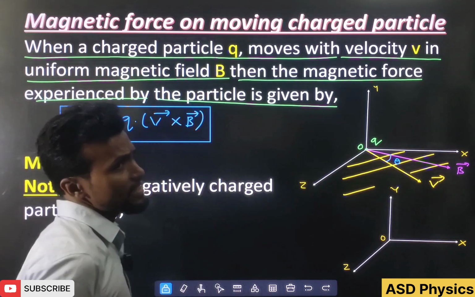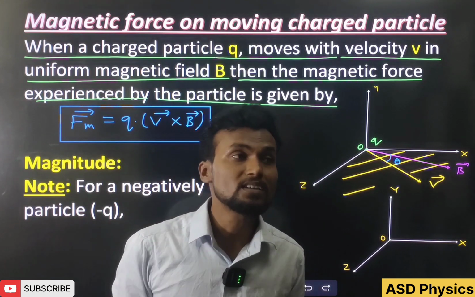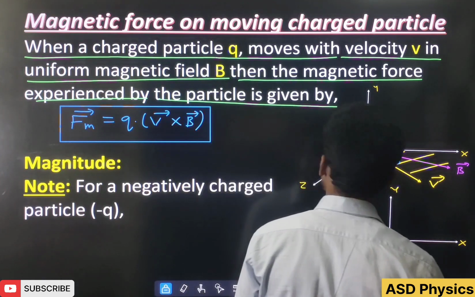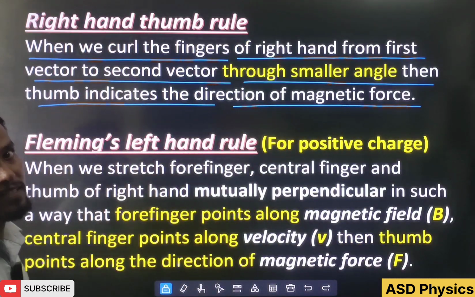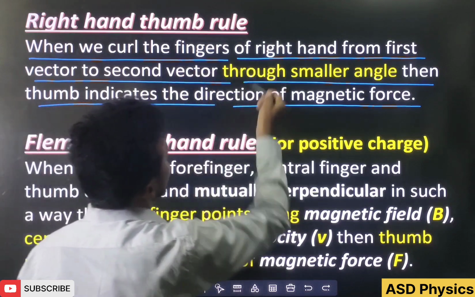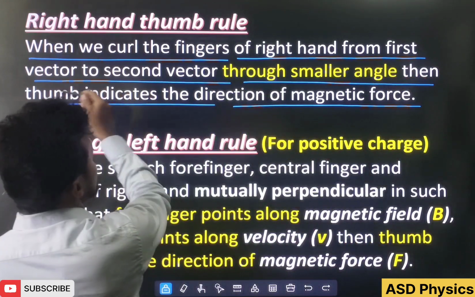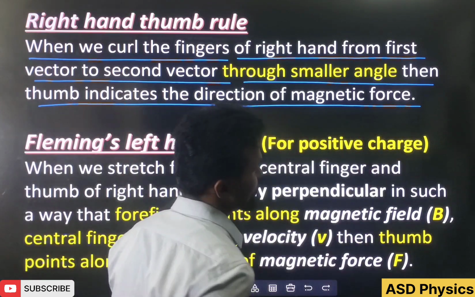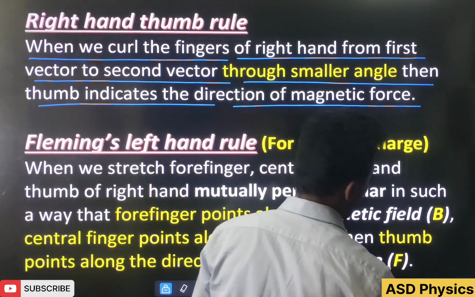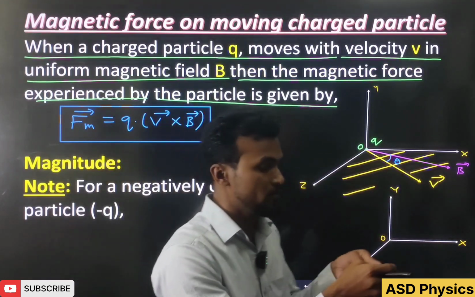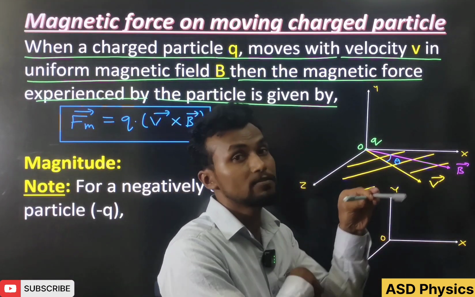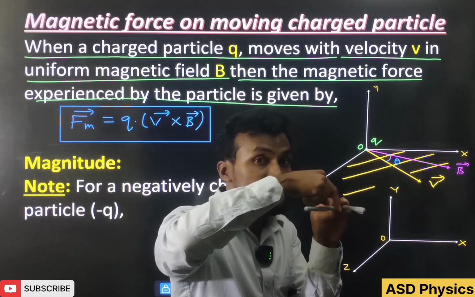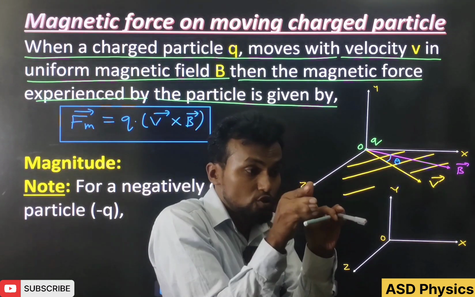Here I am writing for the positive charged particle. How to get the direction of the force? The direction of the force can be obtained by the right hand thumb rule and also Fleming's left hand rule. If we see the right hand thumb rule here, you can see it is written: when we curl the fingers of the right hand from the first vector to the second vector through a smaller angle, then the thumb indicates the direction of the magnetic force. Here we have velocity and magnetic field. Let's take this is the velocity, this is the magnetic field. We have to curl the fingers from the first vector to the second vector through the smaller angle. This side angle theta, opposite side 360 minus theta, so we have to curl like this.